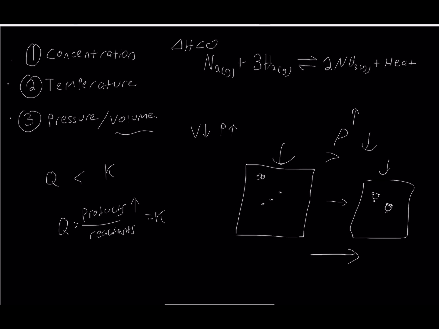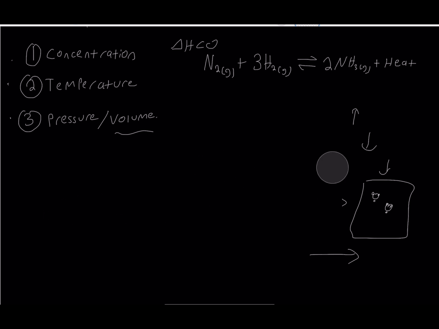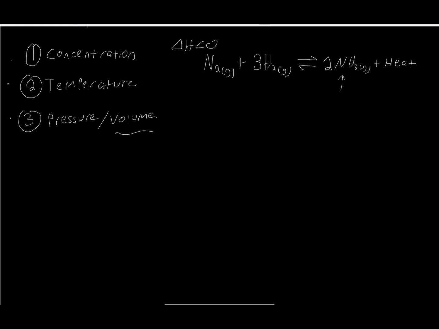All right. So now let's do some practice stuff with this. So what would my system do if I were to add more NH3? Yes, if you said this, then it would shift towards the reactants in order to drop our Q value to make it equal to K.